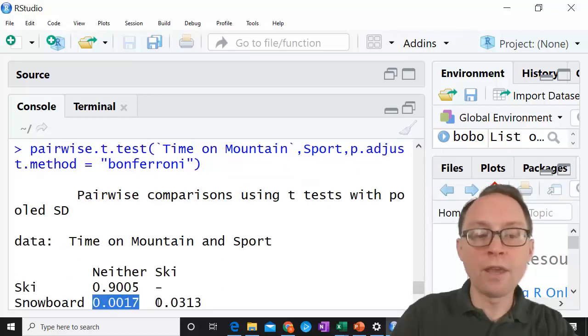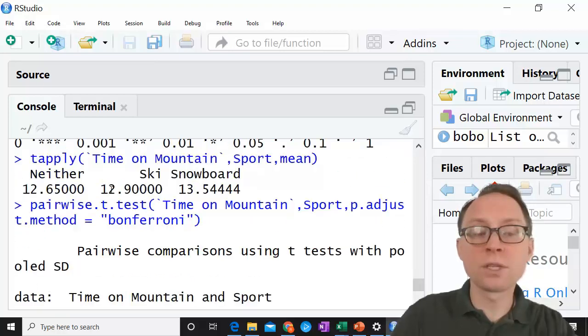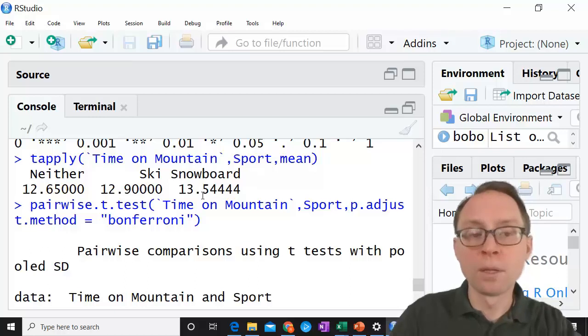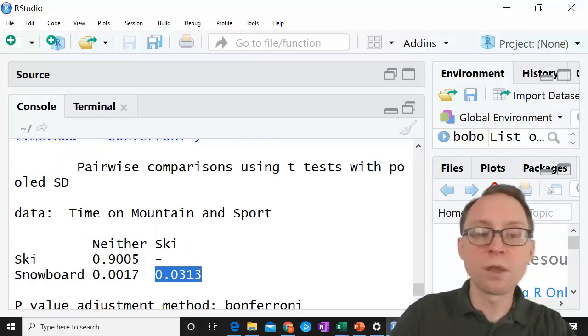When we look at this, this is the p-value between skiers and snowboarders. It is less than 0.05. What it's saying then is there's a significant difference between 12.90 and 13.54. So this is saying that there is a significant difference between snowboarders and everybody else, but there's no significant difference between skiers and neither.